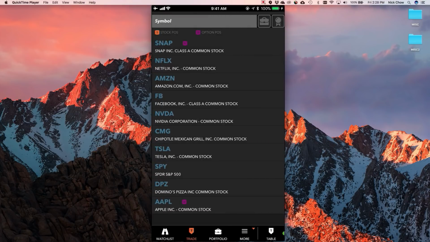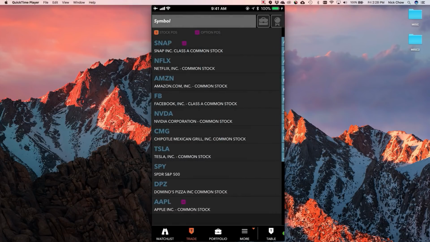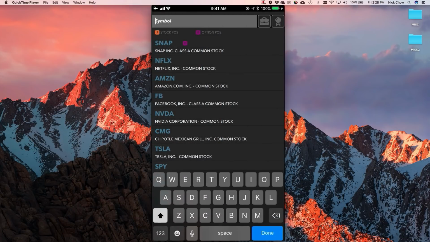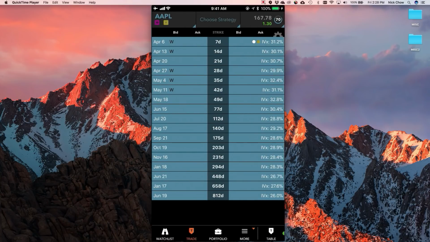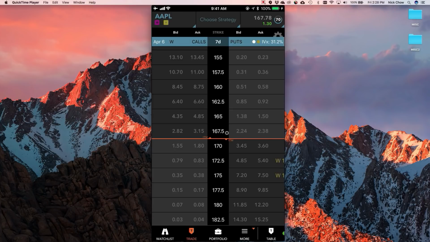So let's go to Apple. This is tastyworks. This is where I do most of my options trading. Most of my options trading, I use tastyworks and thinkorswim. So let's look at Apple May 6th here. I'm sorry, April 6th, and we'll look at this.